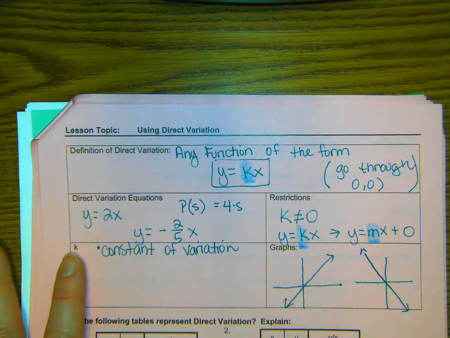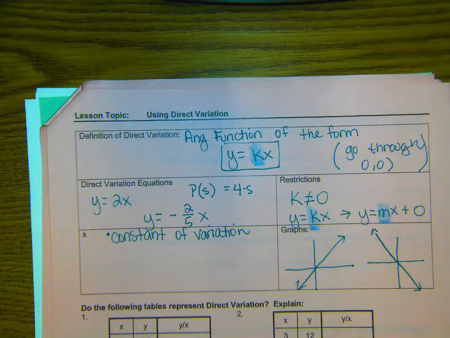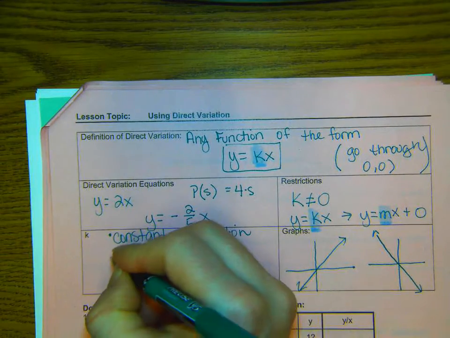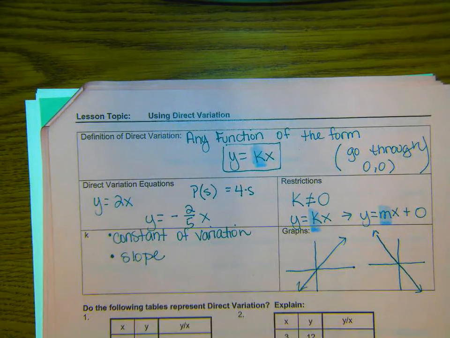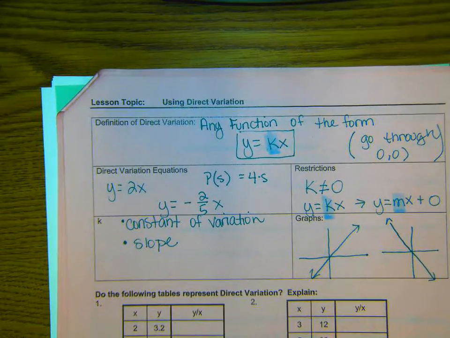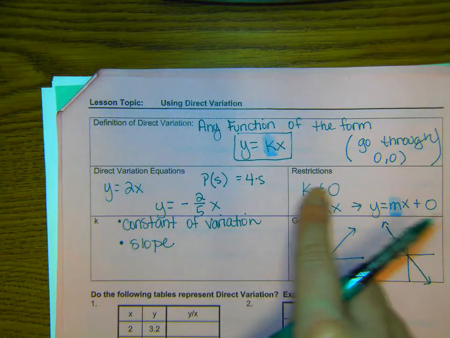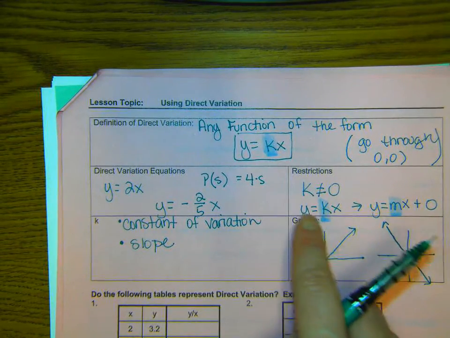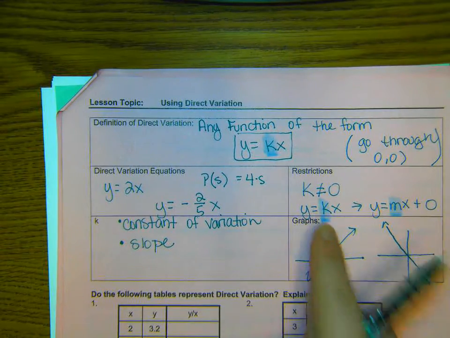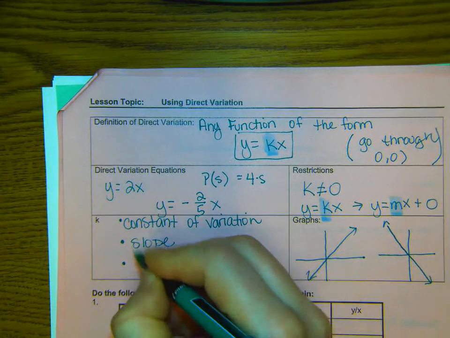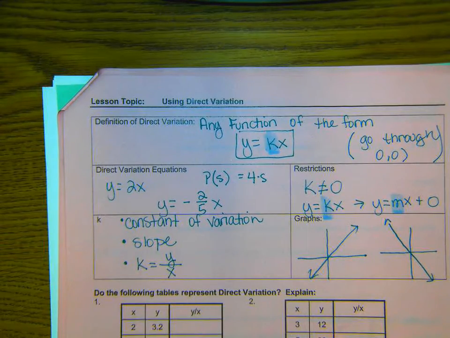Alright, so we already know that k is not going to equal 0, right? We also know that k is the same thing as the slope, so let's write that down. K is the same thing as the slope. And then what I want to show you is how do we find k? So I have a question for you. Let's go back to this equation. If I told you to get k alone on the right side, what would you do? Divide by x. That would leave you with this equation. K equals y divided by x. So this is how we find k.